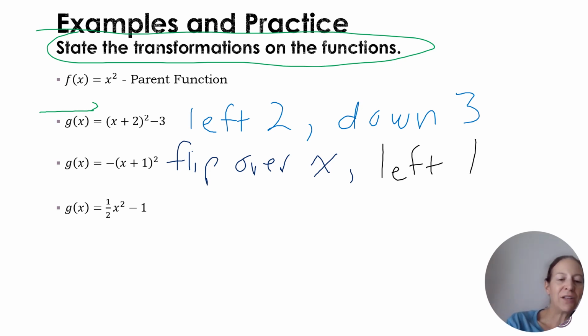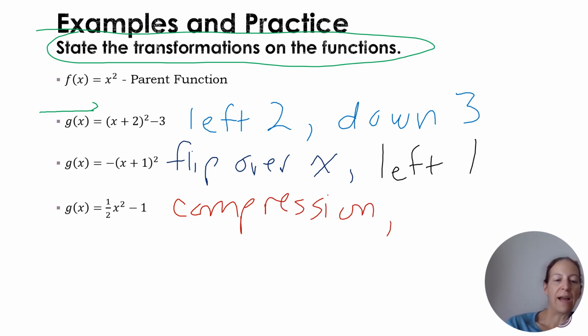On this last one, we see the 1/2. So that is the multiplying. And that number is less than 1. So that is a compression. And then I see a -1 outside of the x squaring. And so that would be down 1. And that's all there is to those problems.